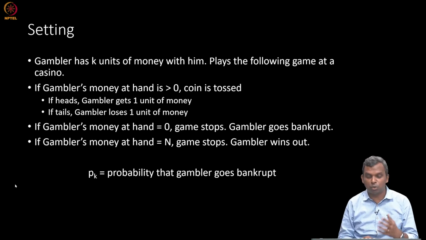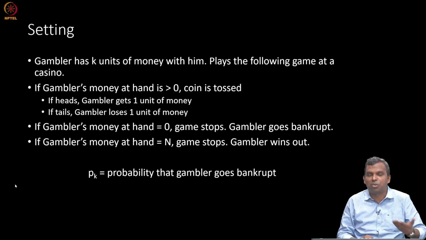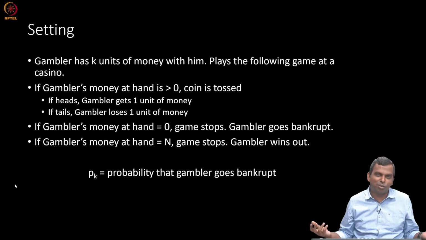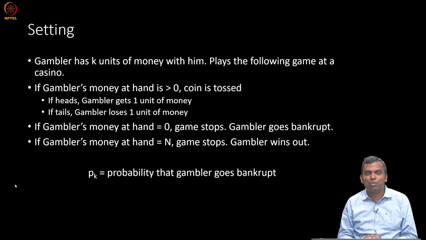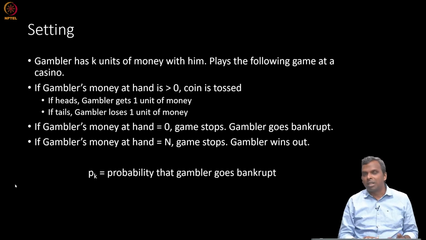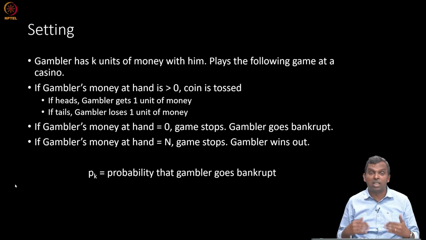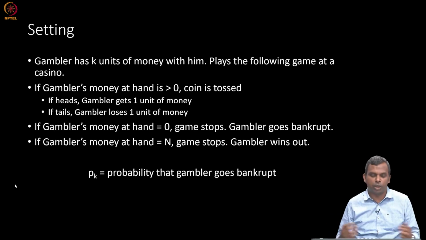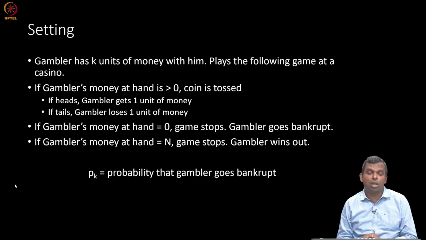Now there are two situations. When does the game stop? What is the gambler's ambition? The gambler's ambition is to not lose all his money, of course. That can happen. If the money at hand becomes 0, the game stops. The gambler has gone bankrupt. He has gotten ruined. That's the gambler's ruin, and that's the event we are interested in. So that is one way the game will end. He has no money. He's finished. He's ruined.